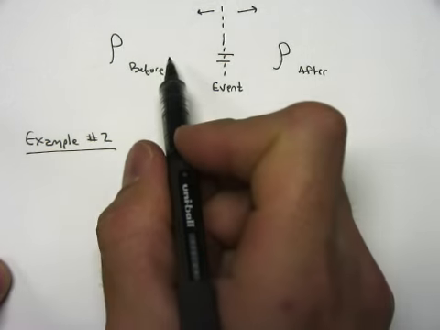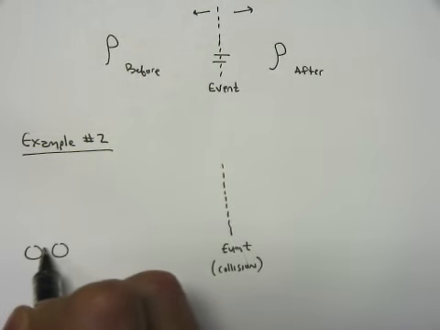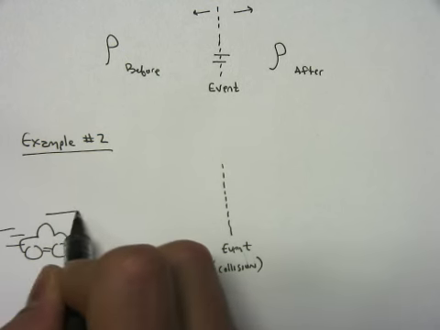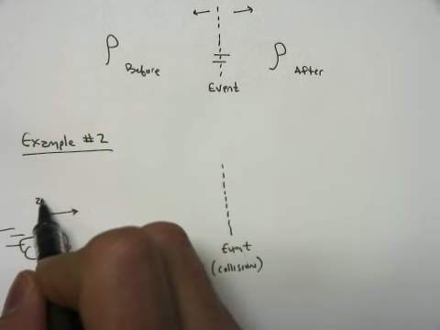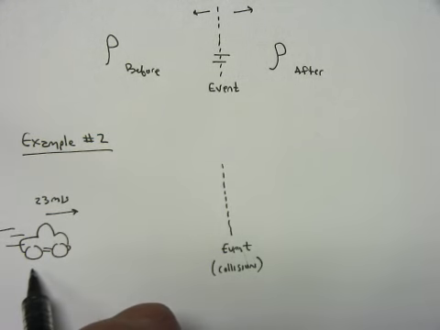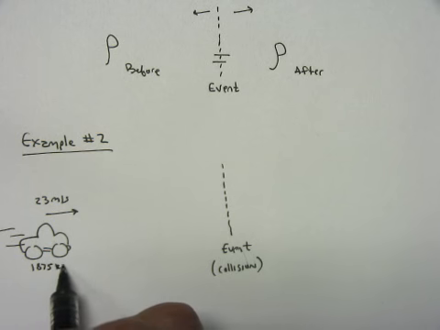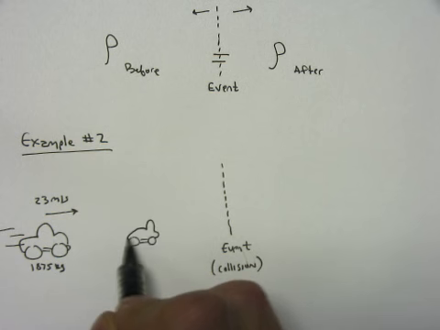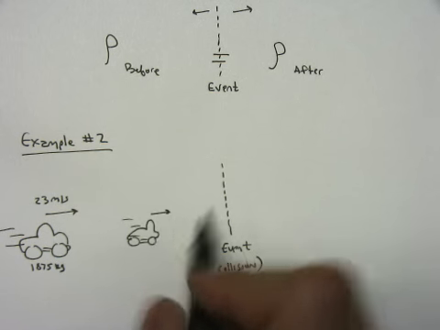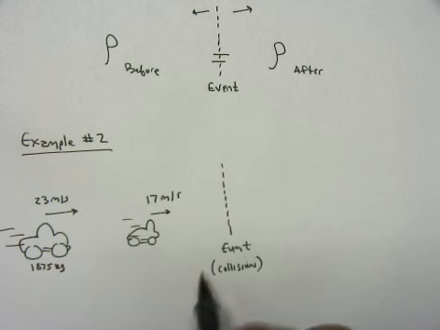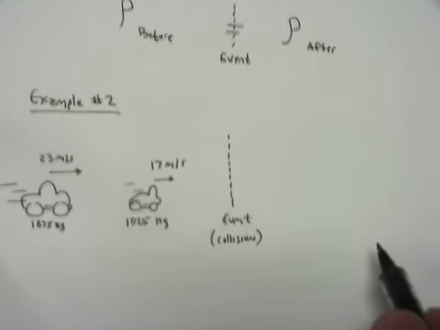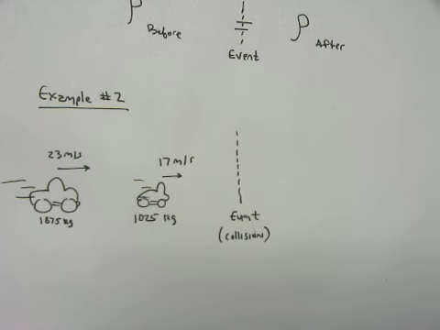Before the collision, we've got a large car going this way at 23 meters per second. This thing is 1875 kilograms, and it rear ends a smaller car that's still moving, but only at 17 meters per second. This smaller car is 1025 kilograms. So before, this is everything, and then after, they stick together.